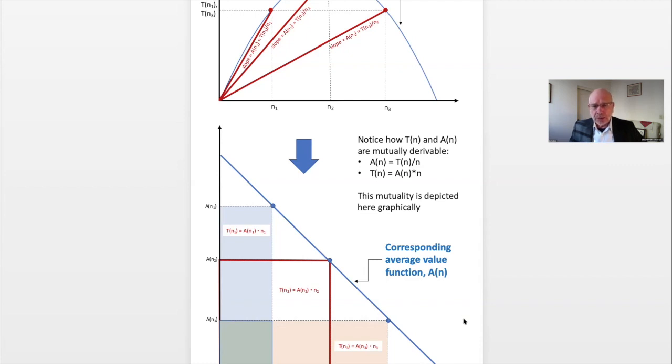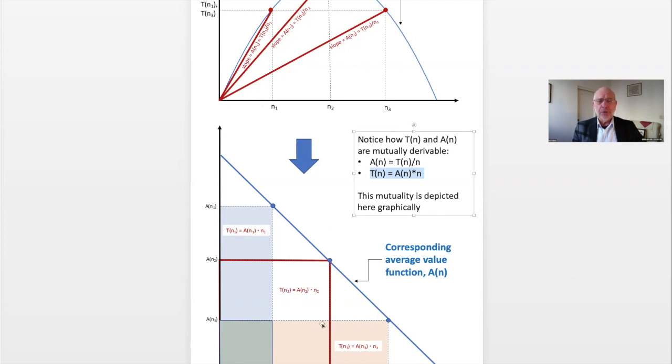And you can, again, convince yourself of that by reminding yourself of this formula, that if you're given the average value, which is the height of any of these, because this is the average value function, you multiply it by n, which is simply the width, then that corresponding area, because height times width gives you the area, that area corresponds to the point back up on the total value function.